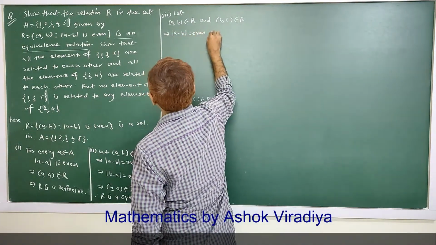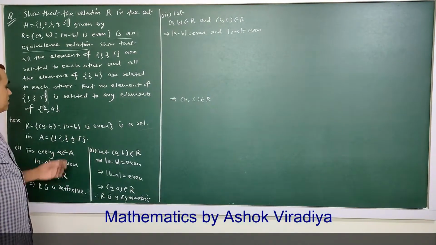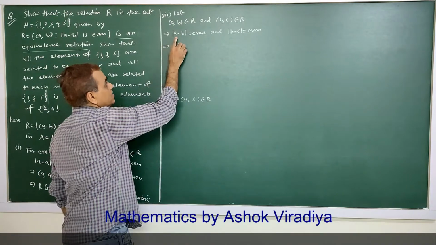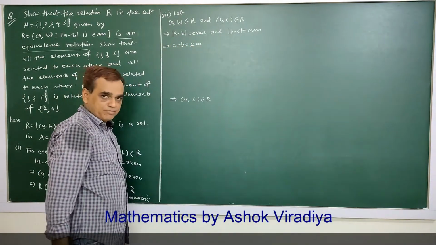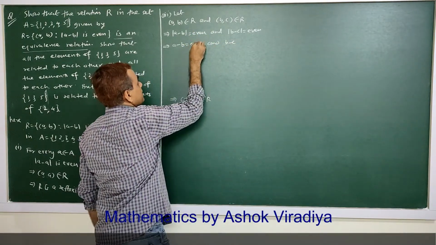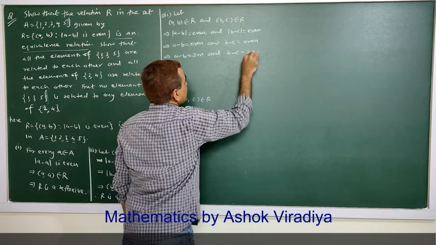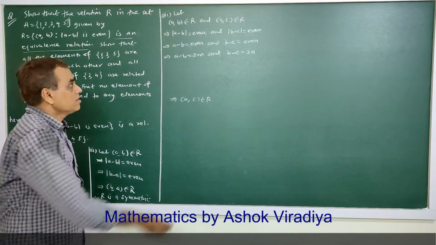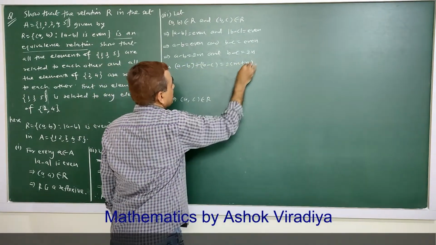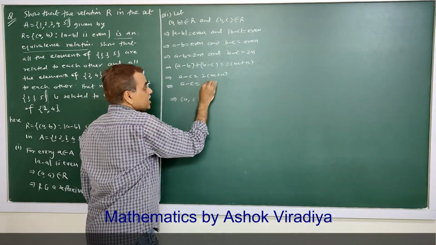modulus of a minus b is even and modulus of b minus c is even by this definition. Modulus of a minus b is even because (a, b) belongs to R. (b, c) belongs to R, so b minus c is even. Now a minus b is even, so a minus b is 2m. b minus c is even, that means b minus c is 2n. So the sum of these numbers, a minus b plus b minus c, is 2 times m plus n. Therefore a minus c is 2 times m plus n. So a minus c is even.